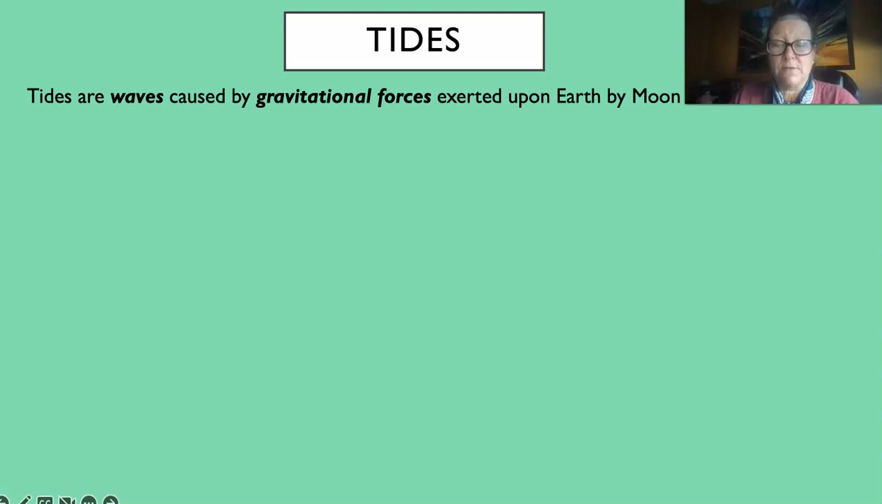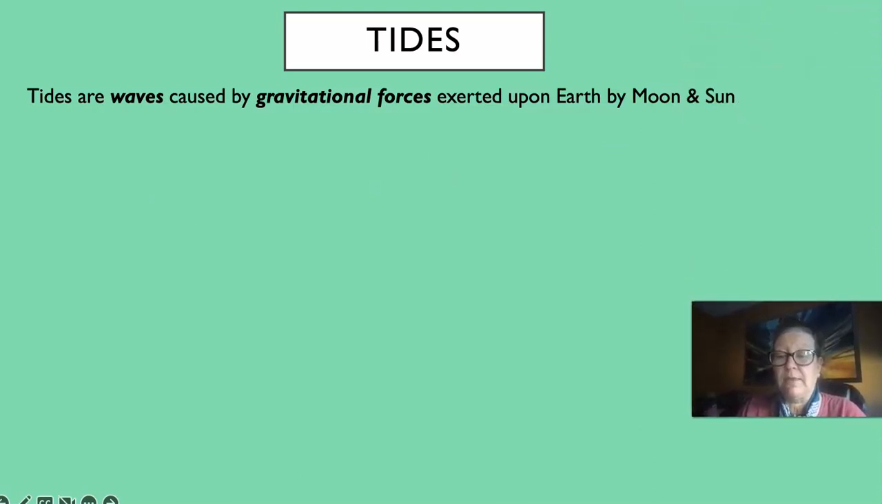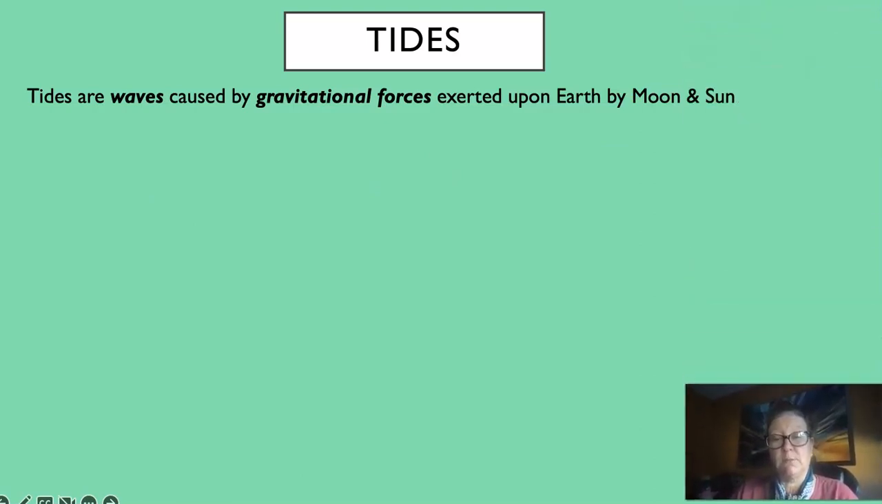So what are tides? Well, tides are waves. They're actually water waves caused by the gravitational force exerted upon the Earth. And that force is not only exerted by the moon, but also the sun. A lot of people think of just the moon as dictating the tides. So we'll talk about both of those.